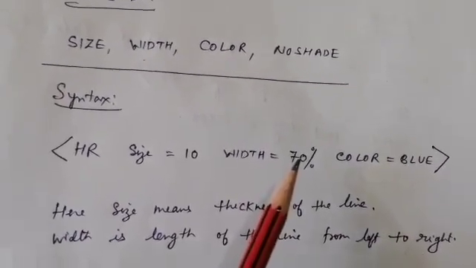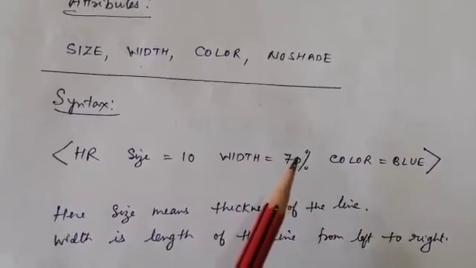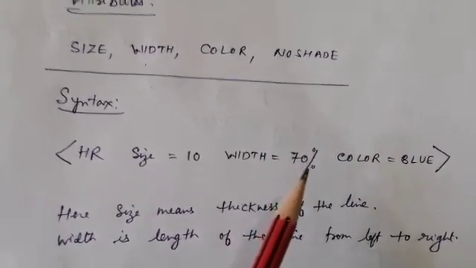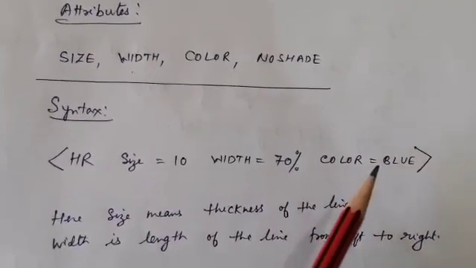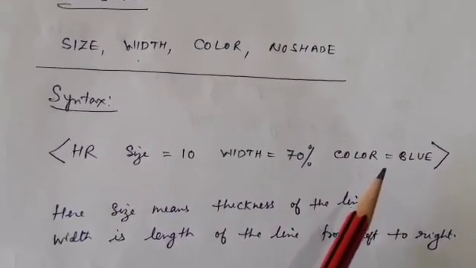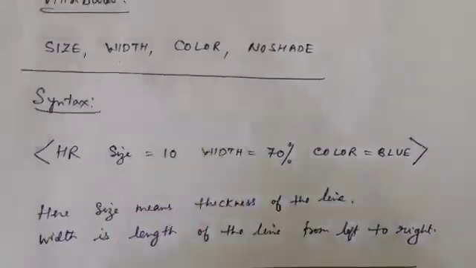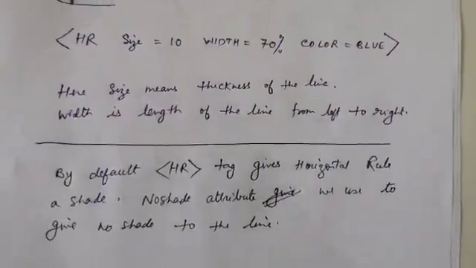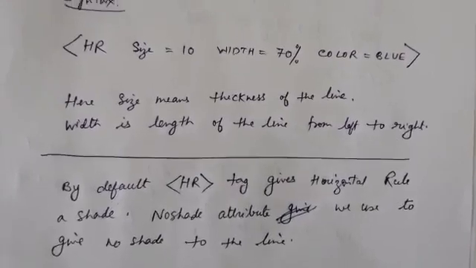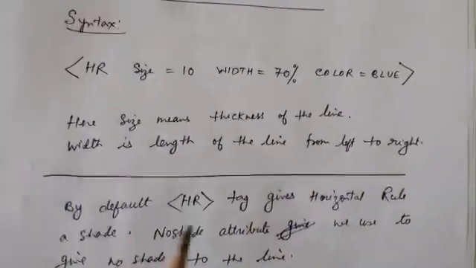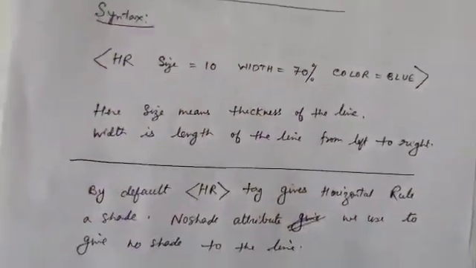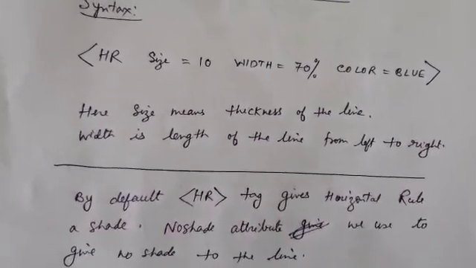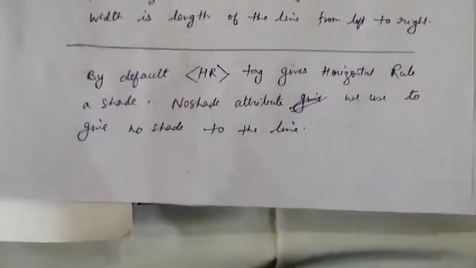It will be 30% less than its whole page dimension from left to right. And color is equal to blue, so the line of the horizontal rule will appear blue. By default HR contains one shade, and with the no shade attribute we can exclude the shade, hide the shade.